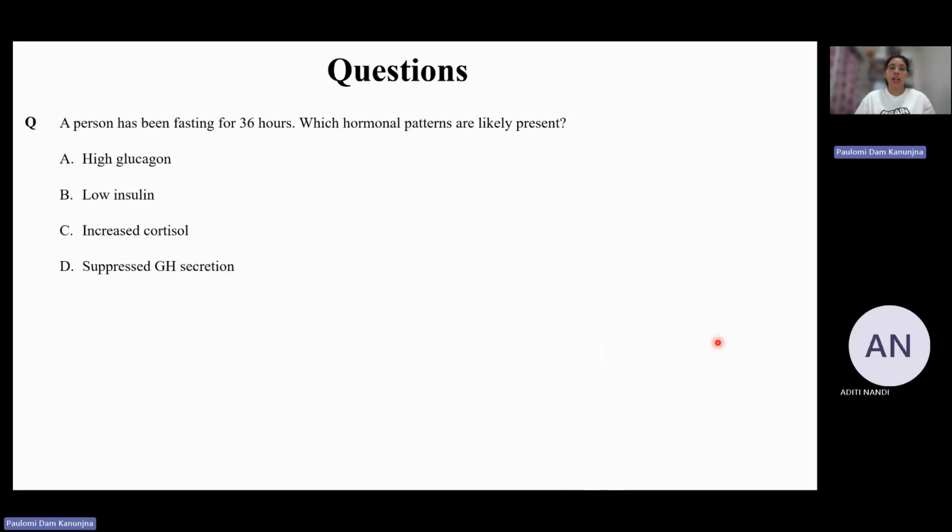Okay. Next one. Quickly. A person has been fasting for 36 hours. What would you likely see in that person? Which hormonal pattern?